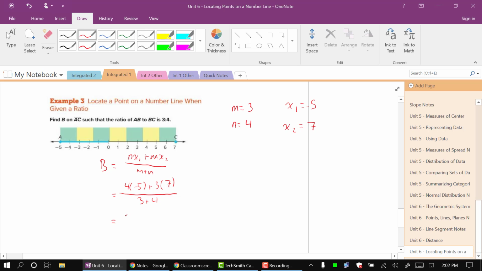4 times -5 is -20. Plus 3 times 7 is 21. 3 plus 4 is 7. -20 plus 21 is 1, so we get 1/7. So it's going to be about right here. That's point B.